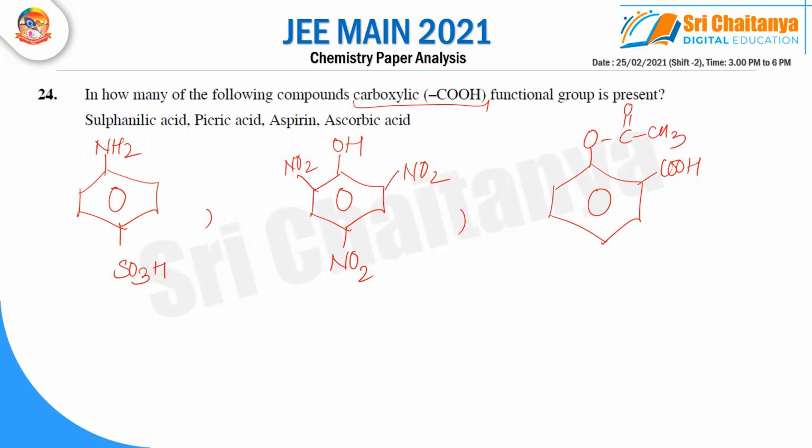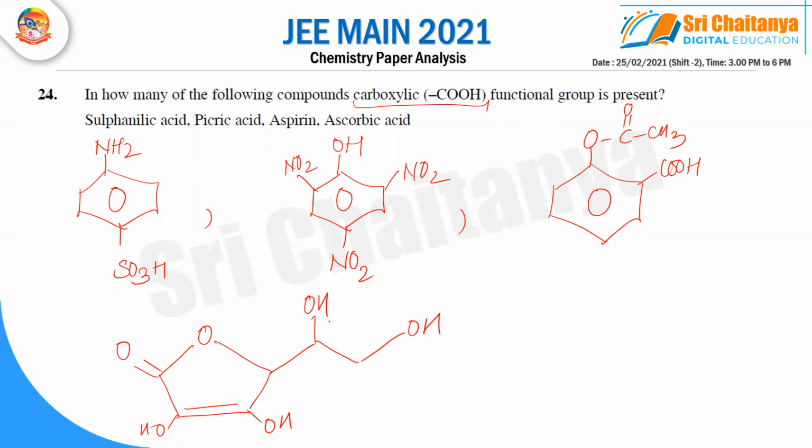And we have ascorbic acid. So this is something different. Ascorbic acid is nothing but vitamin C. So if you don't know this, that can be understood, but others are expected to be known by a serious aspirant. So this is your ascorbic acid. So what's the question? How many compounds contain the carboxylic functional group? So only one, I guess. This is the guy, right?